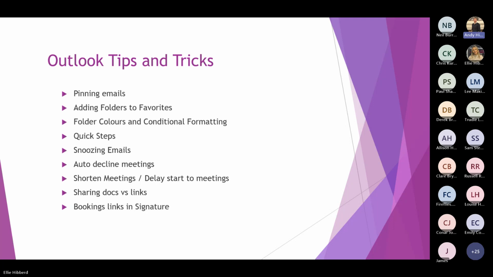And then the final thing on the Outlook tips and tricks is just Bookings links. Still, we see a lot of customers using Calendly. You pay for Calendly, I believe. Bookings is within your package. It's a really easy, quick way to let people book time in your diary that you allow them to book. So you can be very restricted about it.